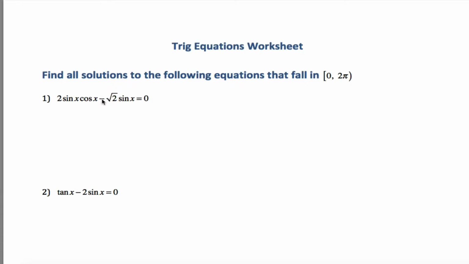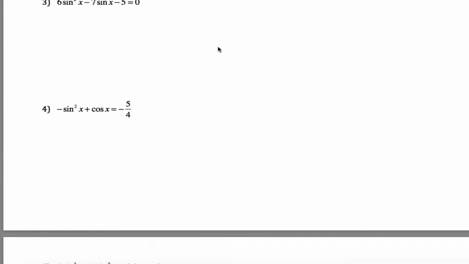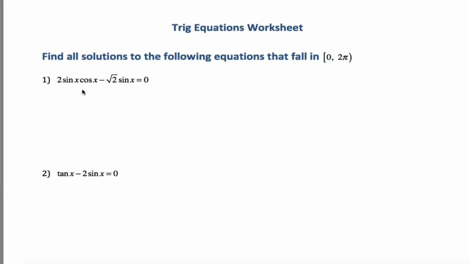So how do you change a subtraction problem into a multiplication problem? You factor. And so I'm going to be doing a lot of factoring. In fact, it'll be almost exclusively what I do on this worksheet. In this first one, you'll factor by finding the greatest common factor. Both terms have a sine of x in them, so I can pull out a sine of x. If I pulled out a sine of x in this first term, what I would have left would be 2 times cosine of x. And from this second term, I would have a square root of 2 left.